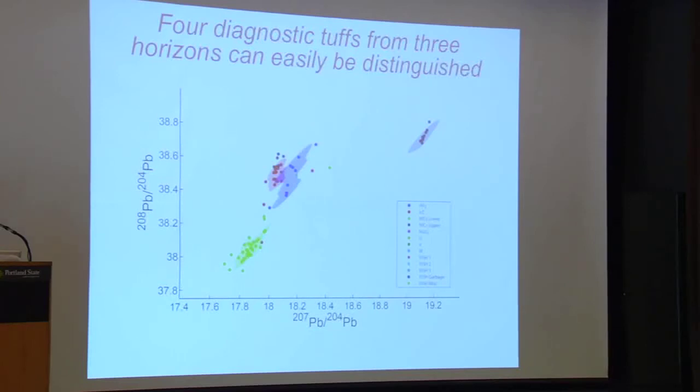And if we plot all these, so we plot those two along with 2 other tufts from these 3 units, 4 diagnostic tufts from 3 horizons can be very, very easily distinguished. So this blue one and this red one actually have very slightly different ages. So even though they're close in isotopic composition, we know for sure that they're actually different tufts.